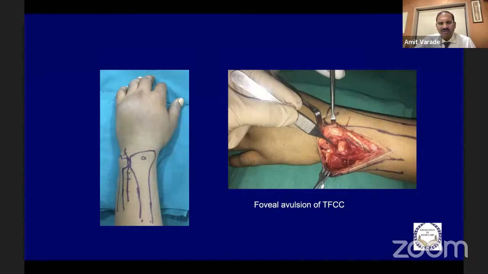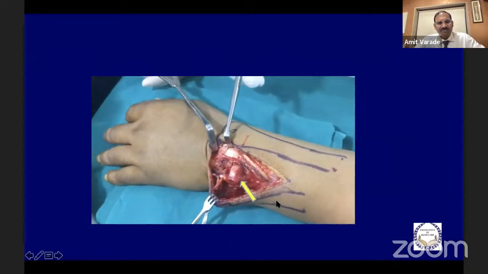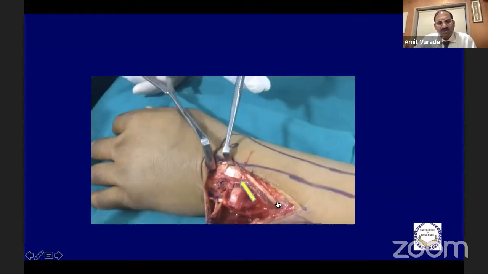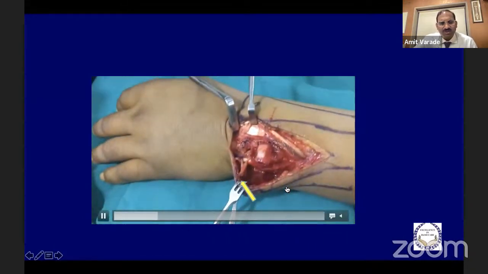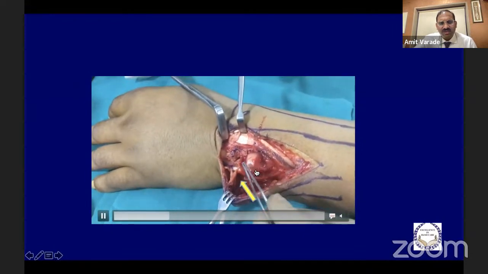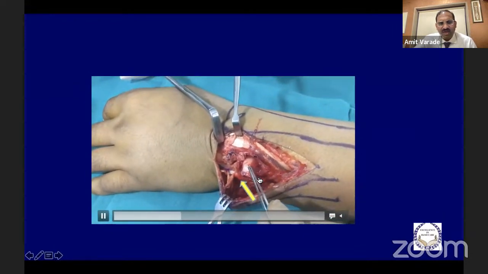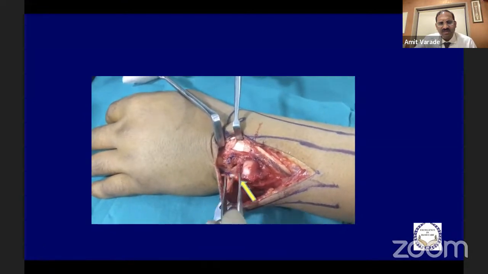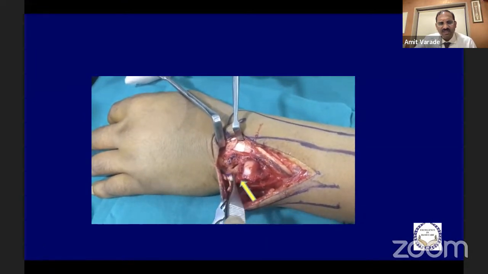Once we open the fifth extensor compartment, we can see this. This is the ulnar head and this is the TFCC, and this was the avulsion. I have a nice video also. So this is the head of the ulna, which is unstable. This is the TFCC, which was avulsed from the fovea. This is the ECU tendon.